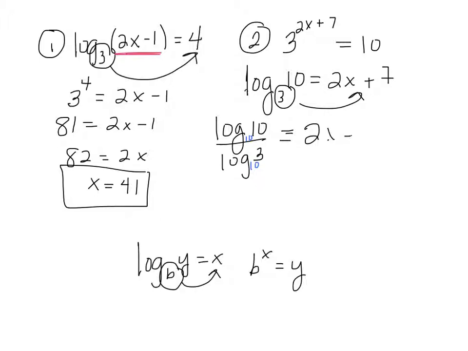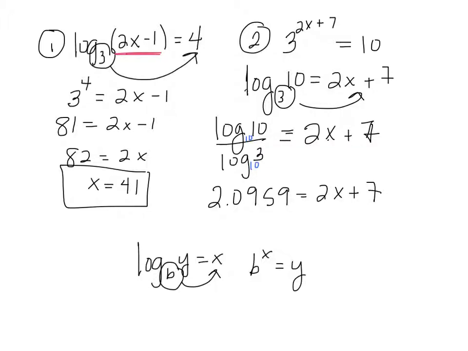So I get 2x plus 7 is equal to log 10 over log 3. So now you find log of 10 divided by log of 3 on your calculator, and you should get 2.0959 is equal to 2x plus 7. Now keep that answer that you had in your calculator because you want to be as precise as possible.